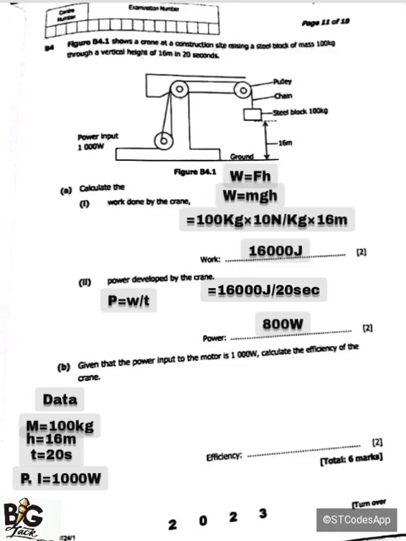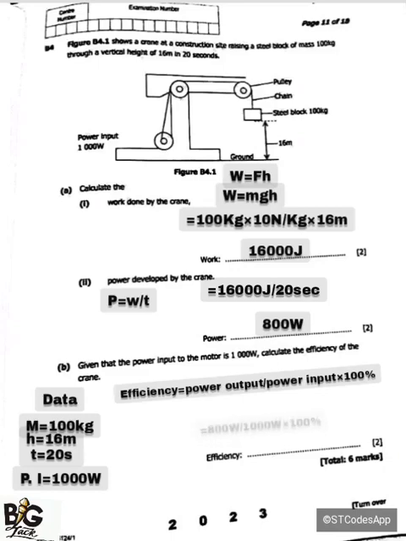Power output divided by what? Power input. Okay, so power output divided by what? Power input. So in this case here, what is our power output? Our power output here is going to be 800 watts. Then the power input here we have 1000 watts, multiplied by 100%. Okay, so here I'm going to calculate. So my answer is going to be what?